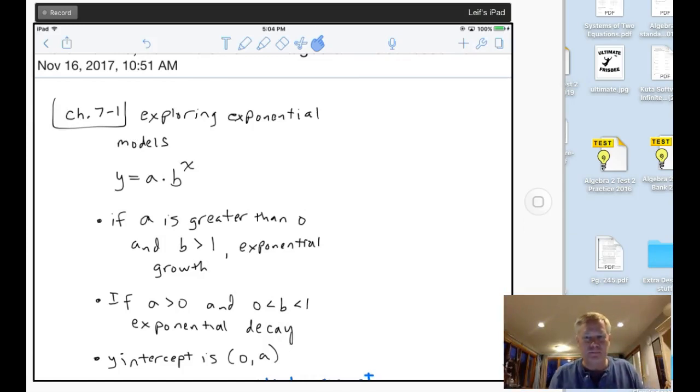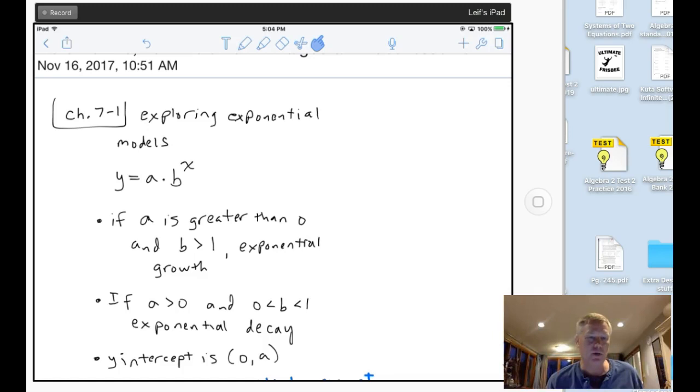Okay, hi there. Today we're going to be looking at Chapter 7-1 for Algebra 2 on exploring exponential models. There's a couple of different exponential models I'd like to show you. The first and most basic kind is y equals a times b to the x. We use this for a lot of different kinds of problems, and if a is greater than 0 and b is greater than 1, then it's exponential growth. If a is greater than 0 and b is between 0 and 1, then it's going to be exponential decay.